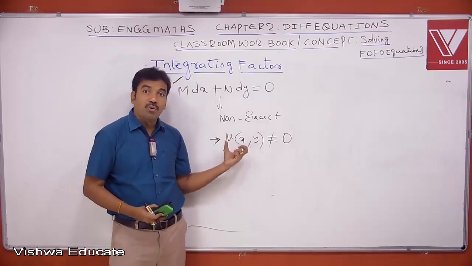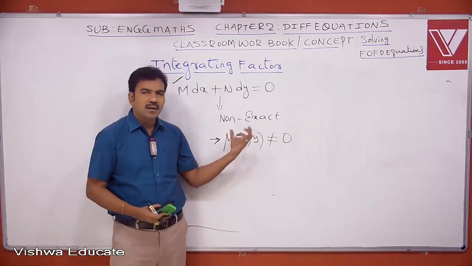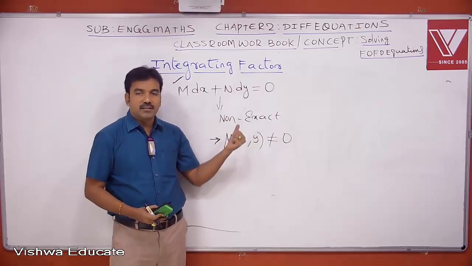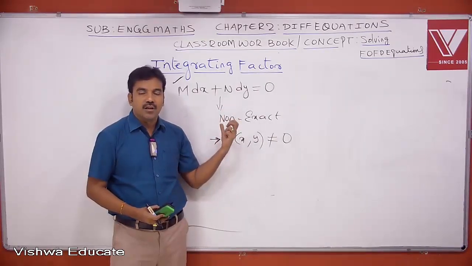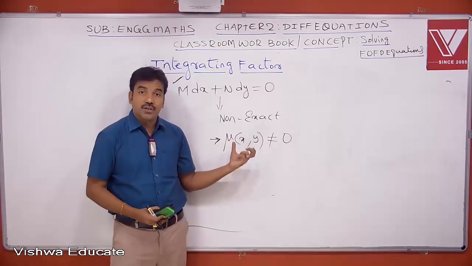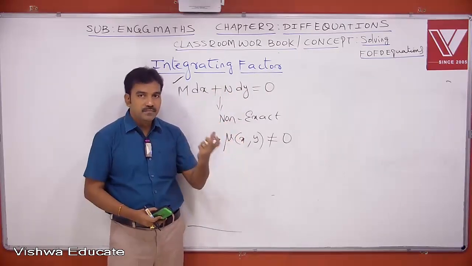Sometimes it may contain only terms of x, sometimes only terms of y, sometimes both x and y terms. But a non-exact equation can be made an exact equation if it is multiplied with a non-zero function of x comma y, and such a non-zero function of x comma y is called an integrating factor of the given non-exact equation.